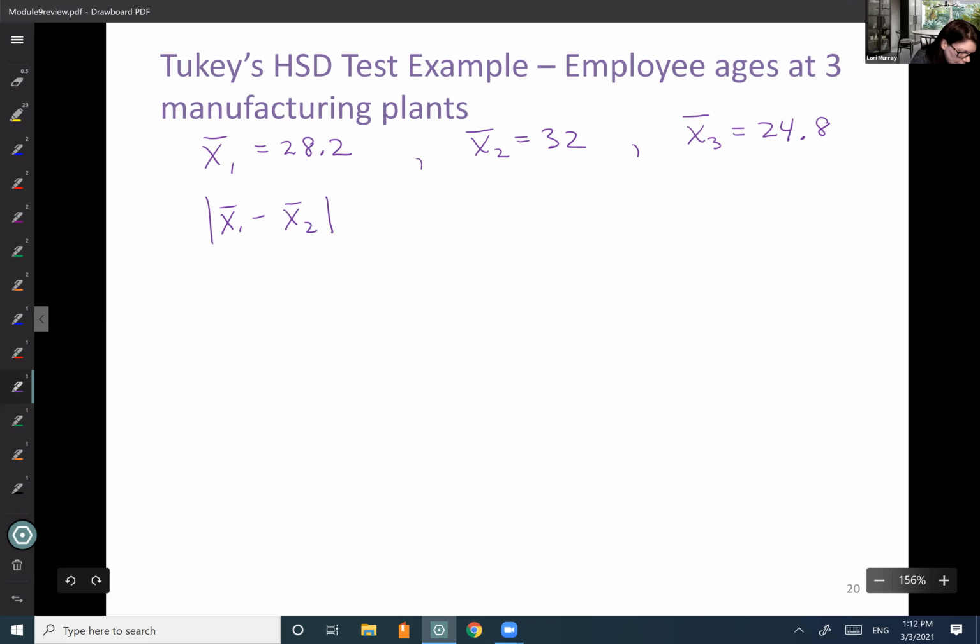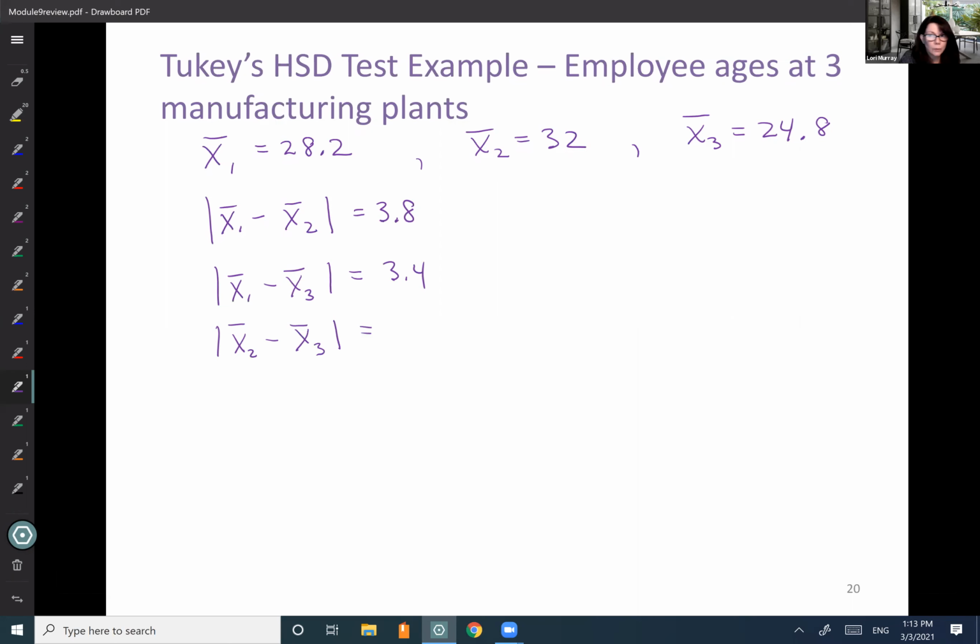The absolute difference, so 28.2 subtract 32 is going to be 3.8. Then we'll subtract the third group. That's going to be 28.2 subtract 24.8. It's going to be 3.4. And then finally, we want to know the difference between the second and the third group. It's going to be 32 subtract 24.8. The absolute value will be 7.2.